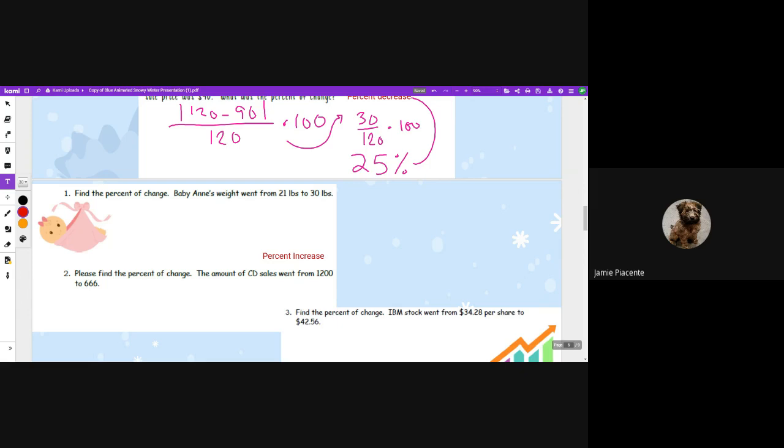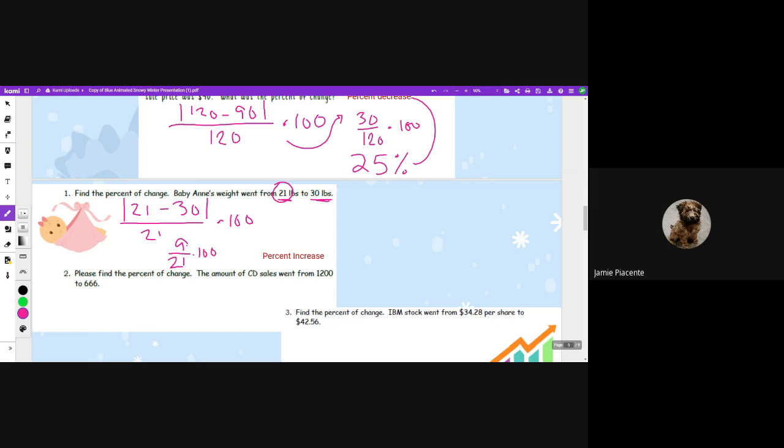So our formula, and mine is up a little bit, but yours is on your page, is the absolute value of my original. So the baby originally was 21 pounds minus my new, which is 30 pounds, all divided by my original, which was 21, times 100. So 21 minus 30 gives me a -9. So I have to take the absolute value of -9, which is 9. So now I have 9 over 21 times 100.